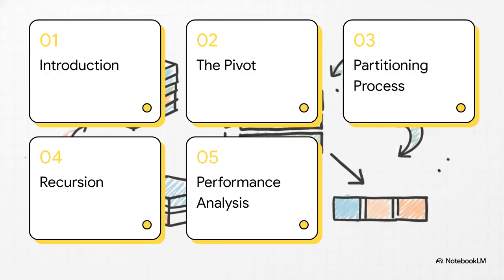So here's the game plan. We'll start with a quick introduction to what makes quicksort special. Then we'll dive into the absolute heart of the algorithm, the pivot. After that, we'll walk through the partitioning process step by step, see how recursion brings it all home, and finally, we'll break down its performance.